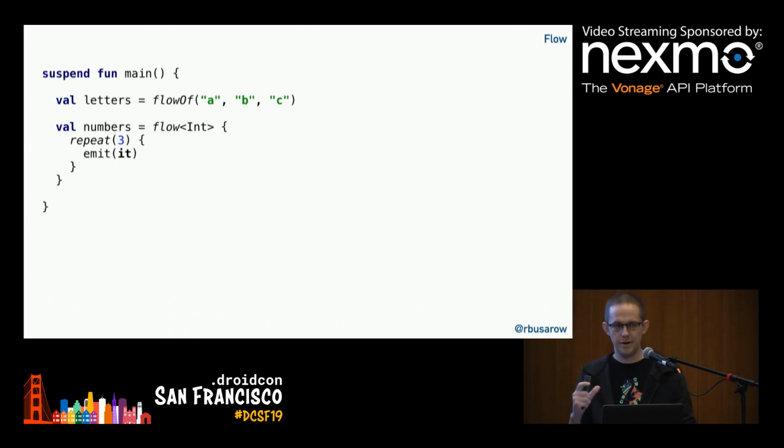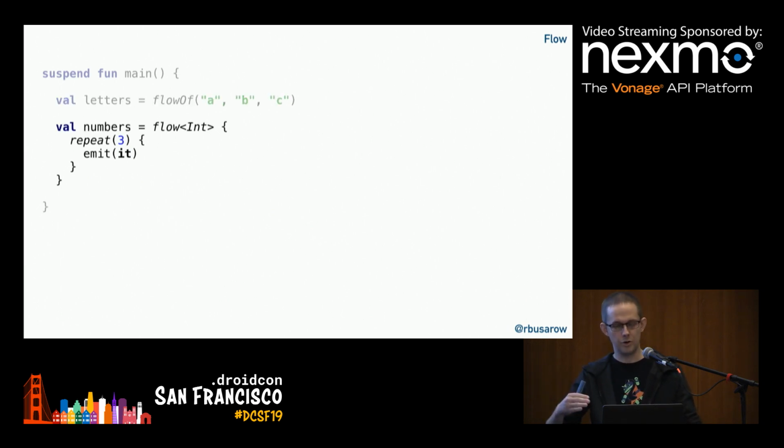So you can create a flow in basically two simple ways. The first is the same as if you're declaring a collection, like a list or an array, just flow of, array of, list of, same thing. Or you can define a lambda.